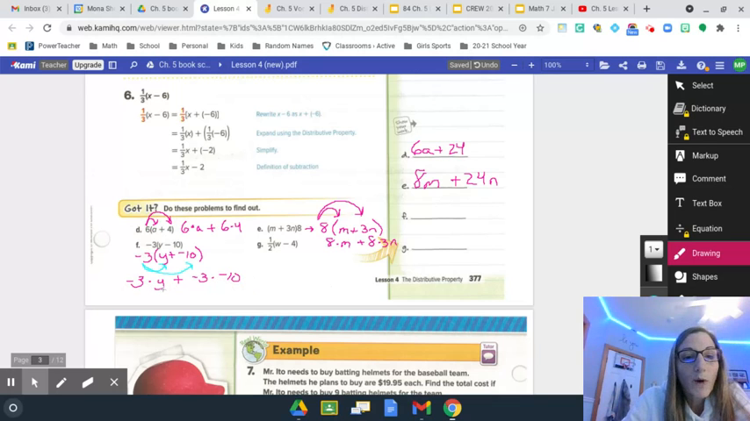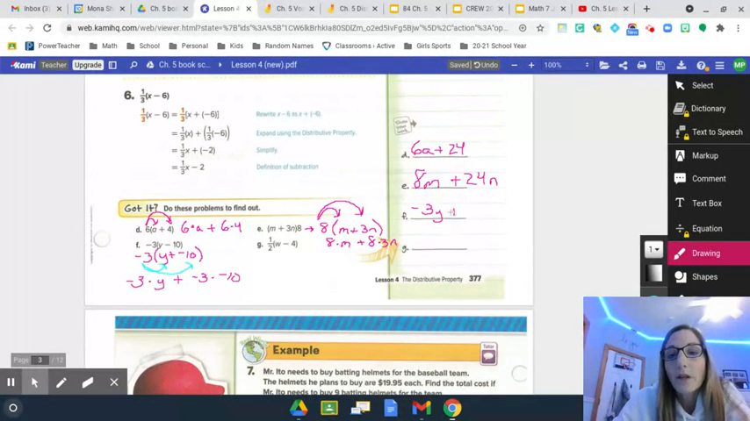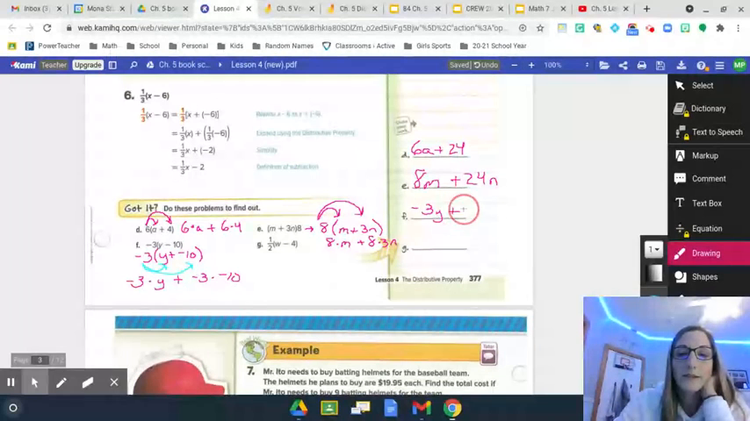-3 times y. -3y. I take away the multiplication sign in between. Plus -3 times 10. Sorry, keep making that mistake. Two negatives multiplied together is a positive. Plus 30. -3 times -10, positive 30. Lots of negatives, lots of understanding of leave change opposite and your integer rules.